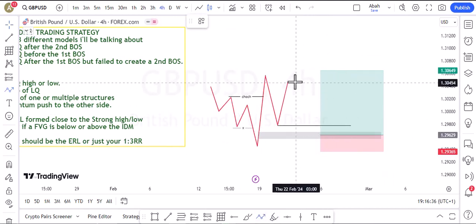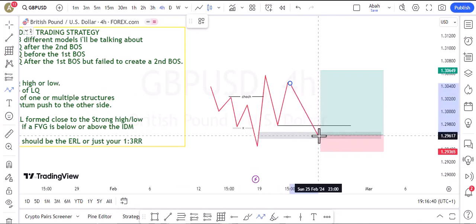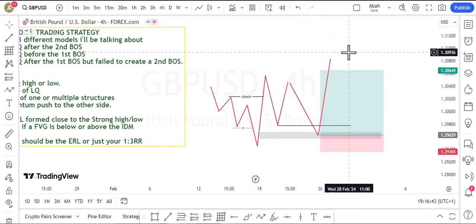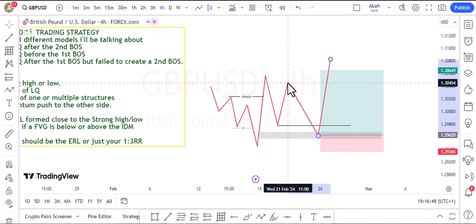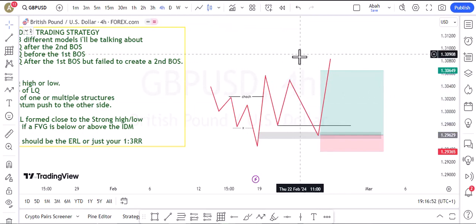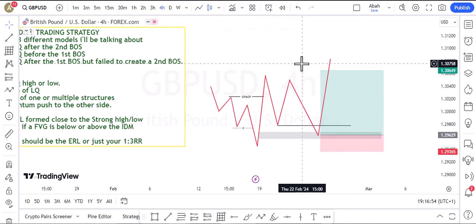Then in this particular scenario, you are going to be expecting price to come back, take this out, trigger your trade, and hit your TP. This is exactly what you will be expecting for the third model. For the third model, price doesn't necessarily need to give you a second break of structure, but so far price gives you a valid inducement, you take your trade.